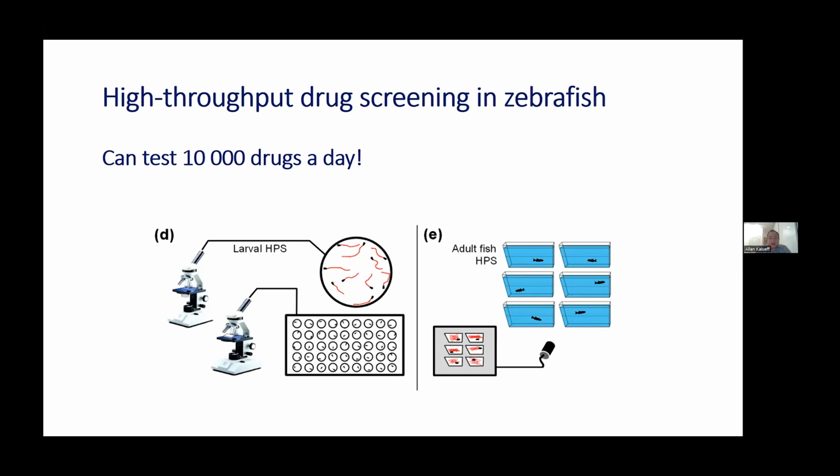Under the microscope, you can put a small larva into each of the 96 well plates, and you will record 96 zebrafish, each given a specific drug. So 10,000 drugs a day sounds like a feasible undertaking. For adult zebrafish, it's much slower, of course, but you can still test hundreds of drugs a day.